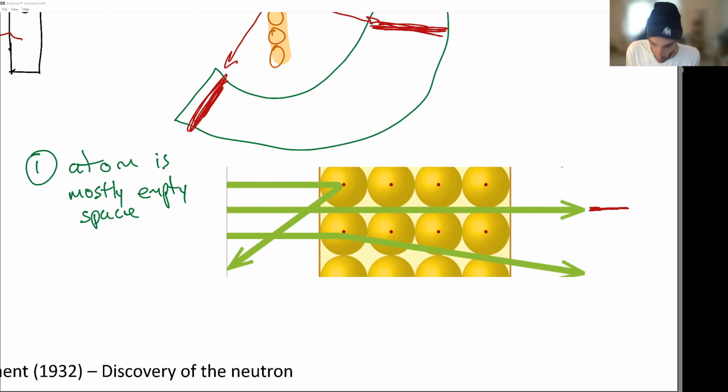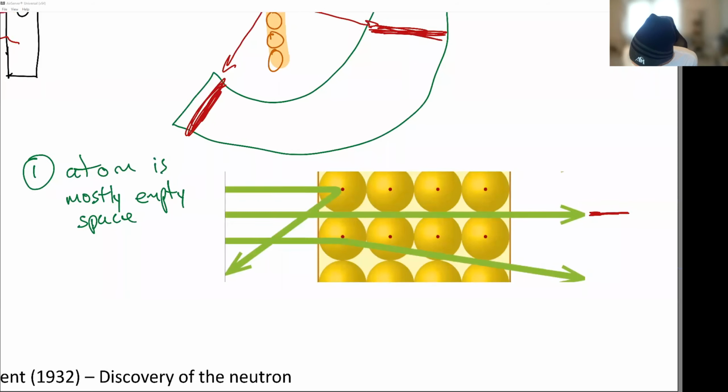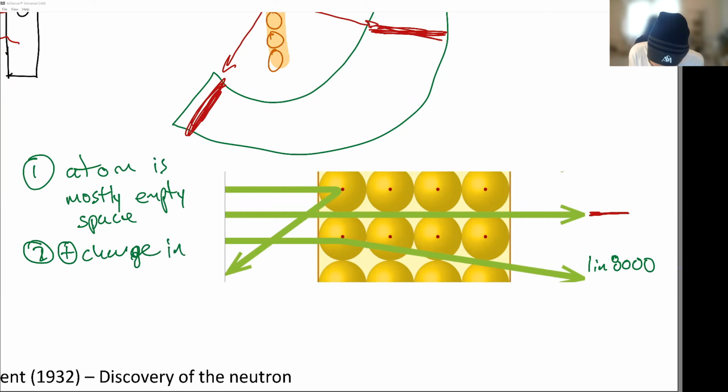So I think it was 1 in 6,000. Let me look this up actually before I continue. So I'm going to pause quickly. Okay. So the ones that were deflected, 1 in 8,000 of those were deflected. And what we see is if it gets close enough to a nucleus, it deflects it. What does this tell us? Well, it tells us that the positive charge exists in the nucleus, or in a very confined space.